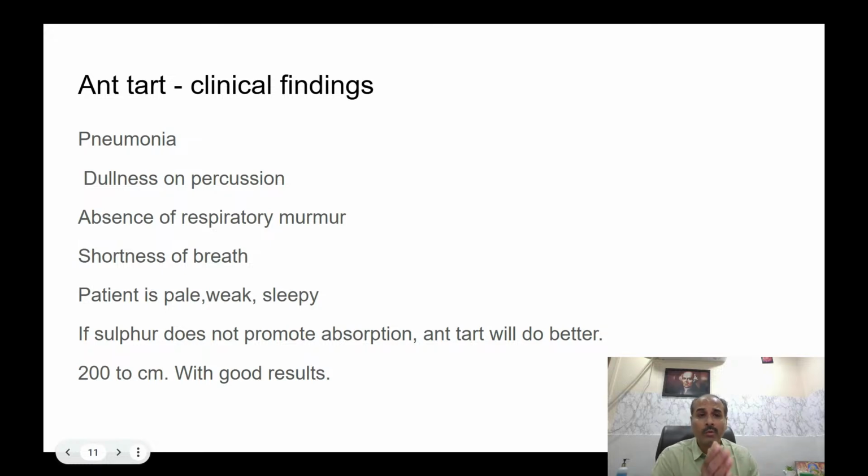In cases of pneumonia or in cases where chest trouble is developing, what is the clinical finding that you will see? There will be dullness on percussion, that is number one. There will be absence of respiratory murmur. There will be shortness of breath. The patient is pale, weak, and sleepy. What else do you need to decide on a remedy? You don't need any out of the world narrative or new method, but this remedy is going to work wonders if you focus on these 4 or 5 things.